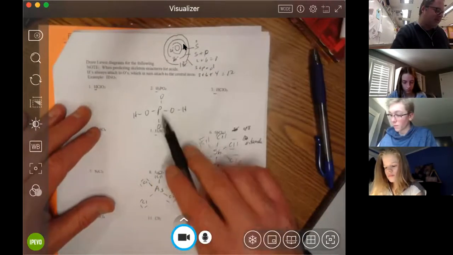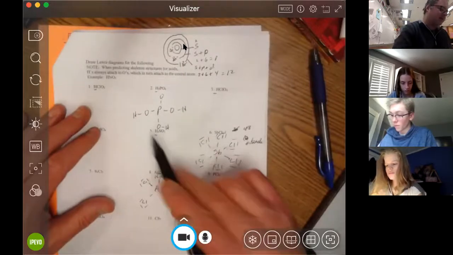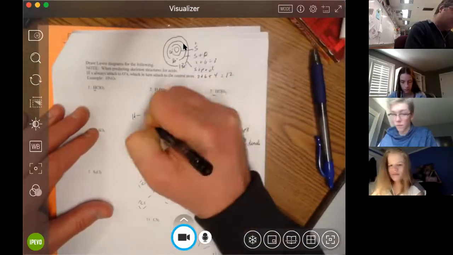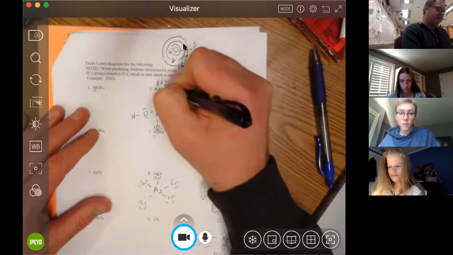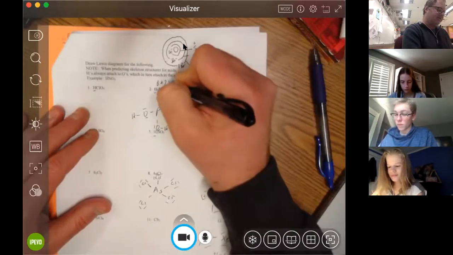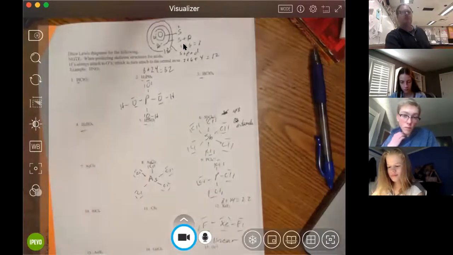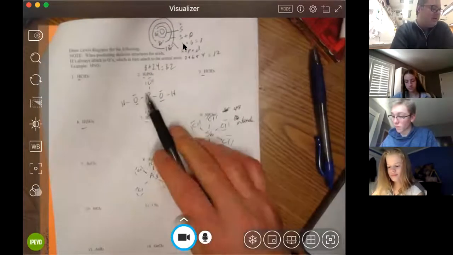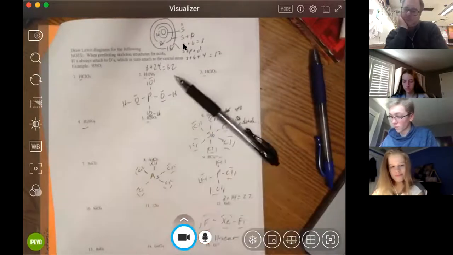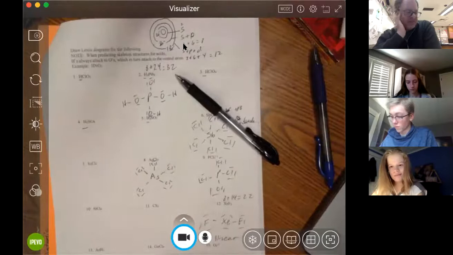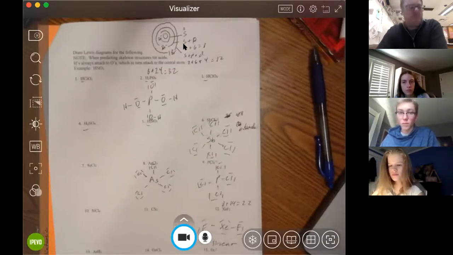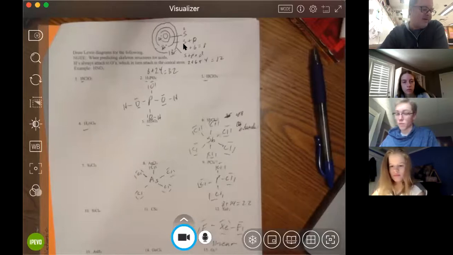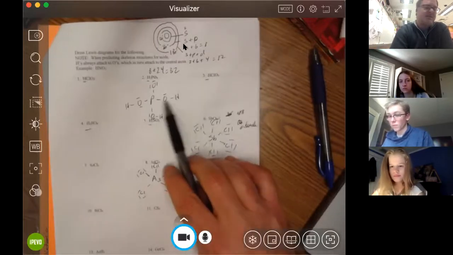2, 4, 6, 8, 10, 12, 14, 16, 18, 20, 22, 24, 26, 28, 30, 32. 8 plus 4 times 6 is 24 equals 32. What is the shape if we were to look at the P? Tetrahedral. Good. And what are the shapes if we were to look at the OH part? Angular, 104.5. Yep. These will have the bent or angular shape.